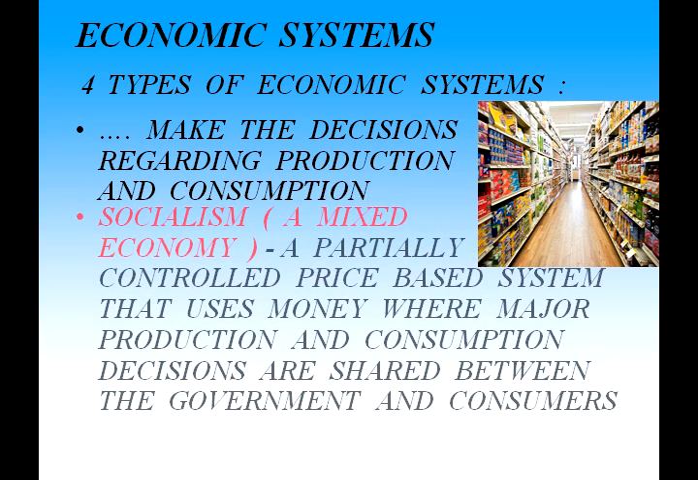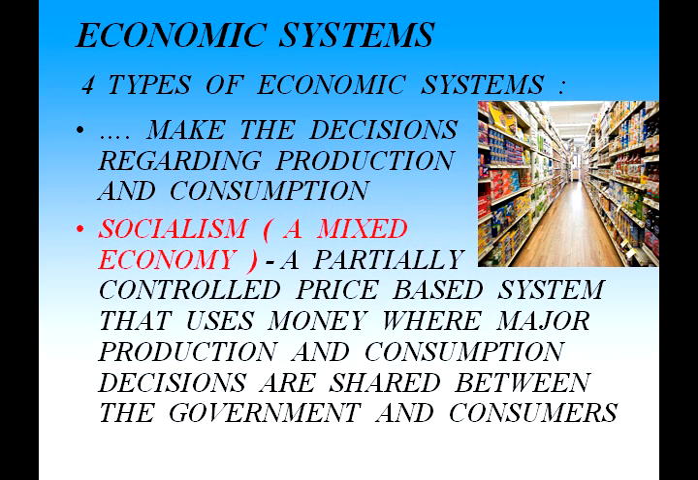The third type of economic system is socialism. Sometimes you'll hear this referred to as a mixed economy. And here's how socialism works. It's a partially controlled, price-based system that also uses money, but here major production and consumption decisions are shared between the government and consumers in the market.